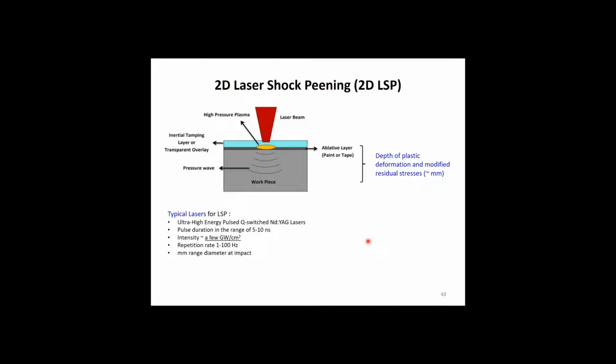It's a well-known surface treatment, laser shock peening. That's not new. You have a laser beam coming onto the surface. Usually you use a so-called ablative layer on top, which is absorbing most of the laser energy.